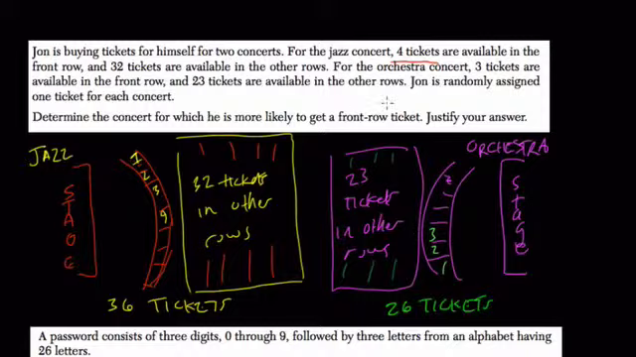Okay, what's our question? John is randomly assigned one ticket per concert. Determine the concert for which he's more likely to get a front row ticket. Oh, all right, so we're just comparing these two. So in this one, it's 4 out of 36, right? In the jazz concert, 4 out of 36. And if you reduce that, that's 1/9, right?